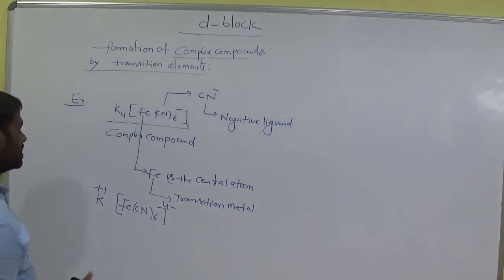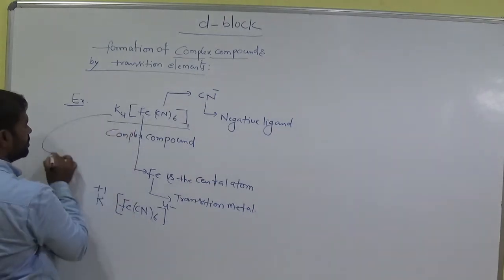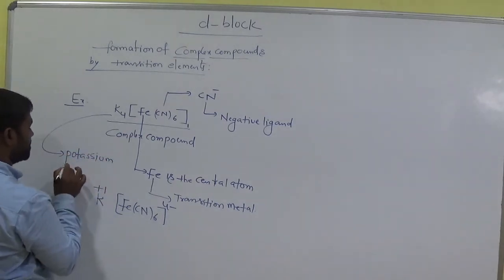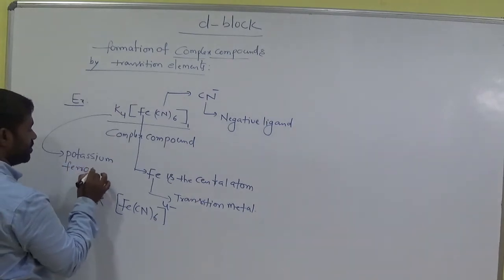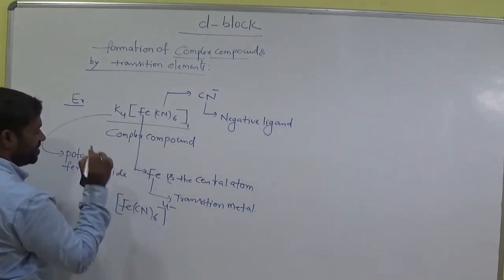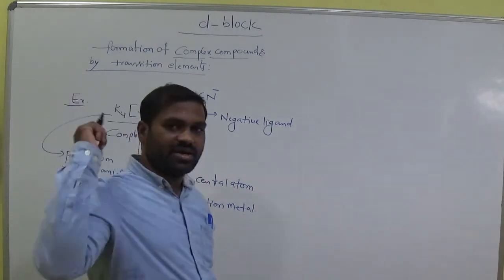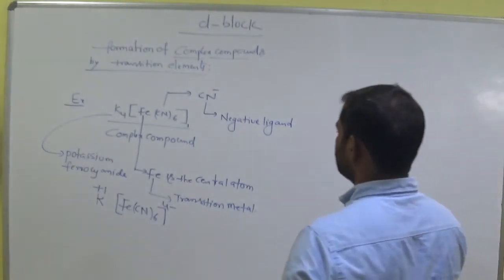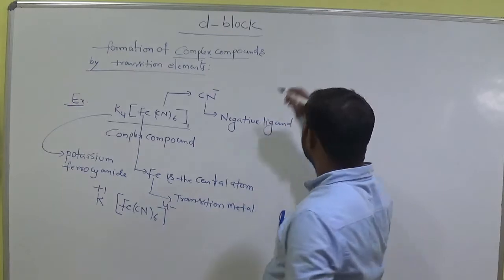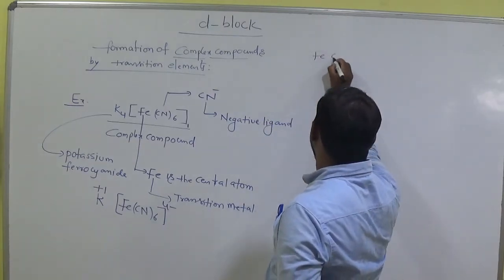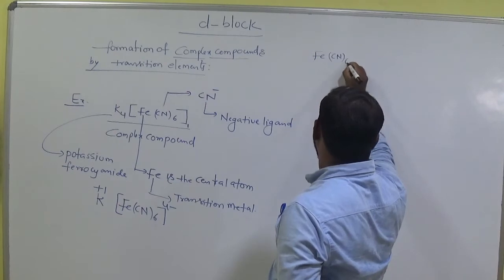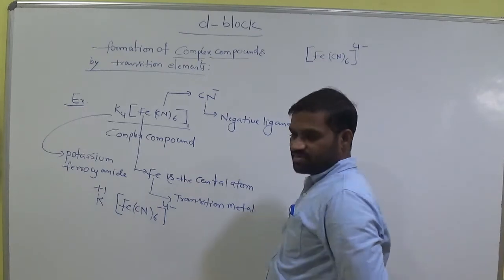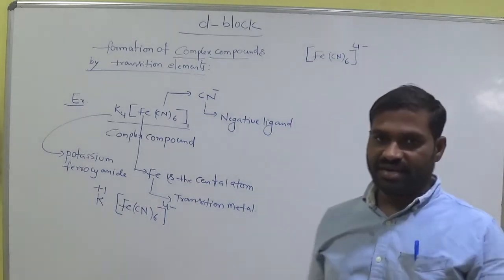Clear? So the name of this one is potassium ferrocyanide. It is a complex. What is the transition metal there? Iron is the transition metal. Let's look at this structure: [Fe(CN)6] 4 minus. Clear? Up to 4 minus.